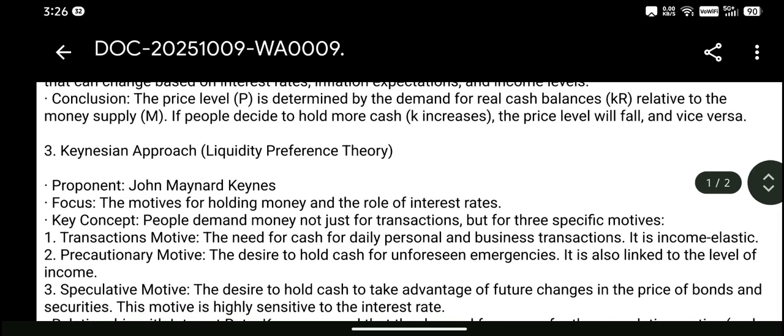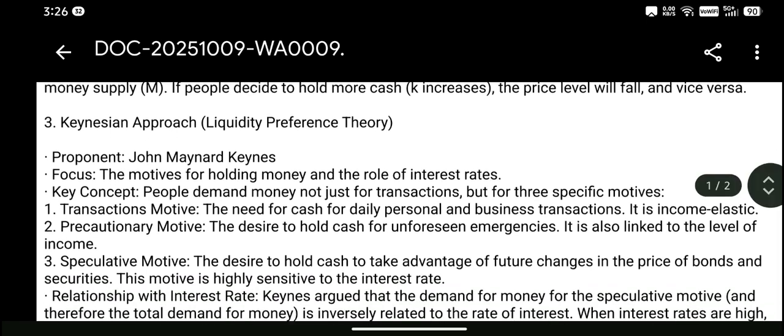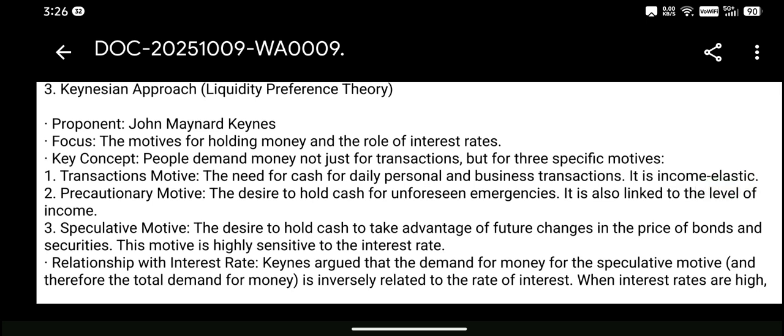Third, Keynesian approach, liquidity preference theory. Proponent: John Maynard Keynes. Focus: the motives for holding money and the role of interest rates. Key concepts: people demand money not just for transactions but for three specific motives. First, transaction motive, the need for cash for daily personal and business transactions. It is income elastic. Precautionary motive, the desire to hold cash for unforeseen emergencies. It is also linked to the level of income.